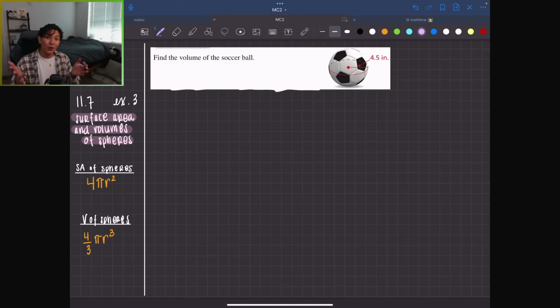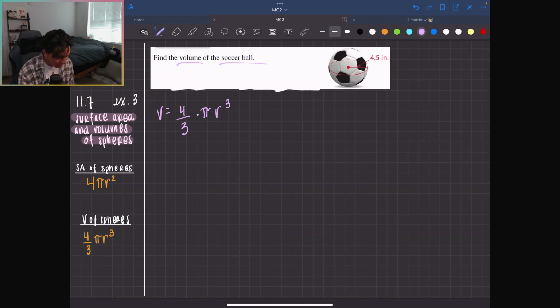All right, next up, we're going to find out the volume of a sphere here. Find the volume of the soccer ball. In order for us to find the volume of a sphere, we're just simply going to use 4/3 times pi r cubed, okay? All that we really need here is to find out what the radius is. Once you find the radius of a sphere, you can find out the volume of it, okay?